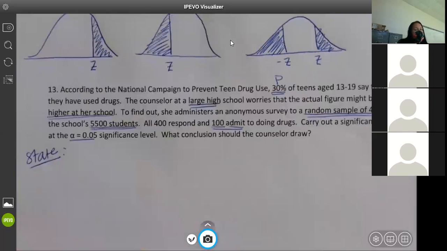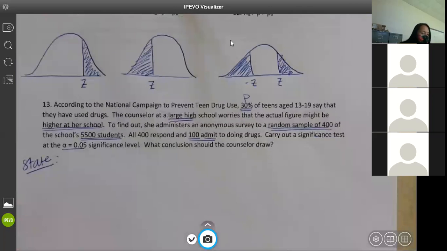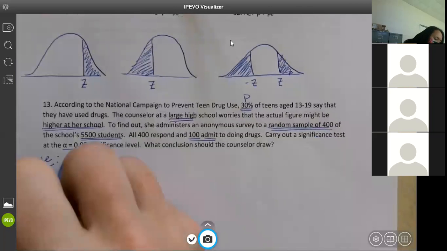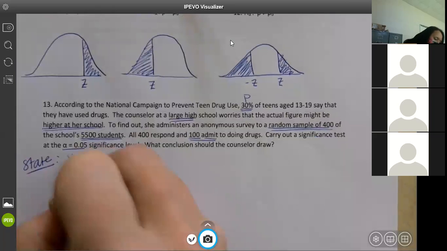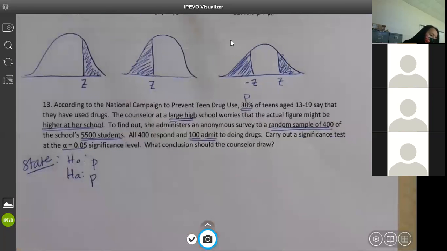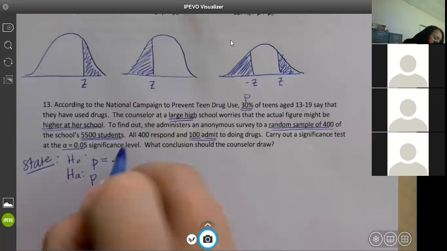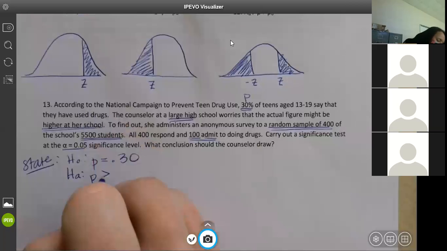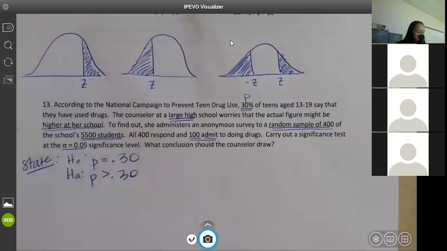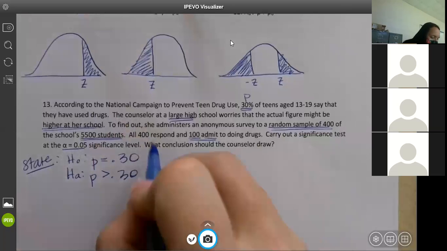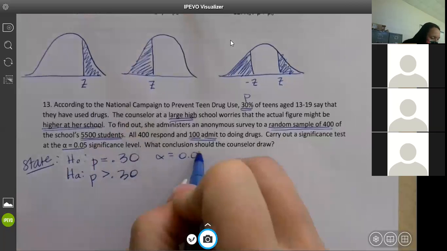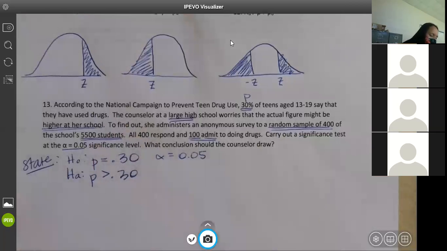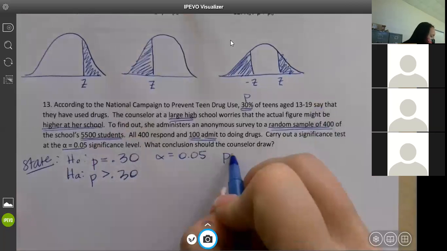So what do we need in the state? Our null and alternative hypothesis. What is our null? P equals 0.30. 30%. What about our alternative? It's going to be greater than because she said she thinks it's higher. Very good. So this is a one-sided test. What else do we need in here? And then the last thing we need is? And what does P stand for?